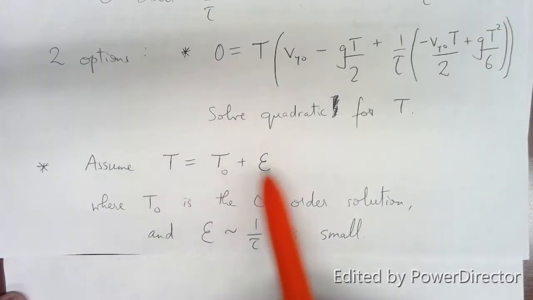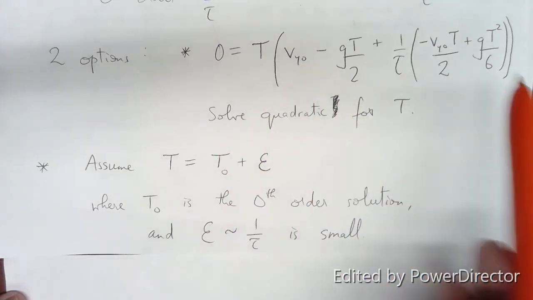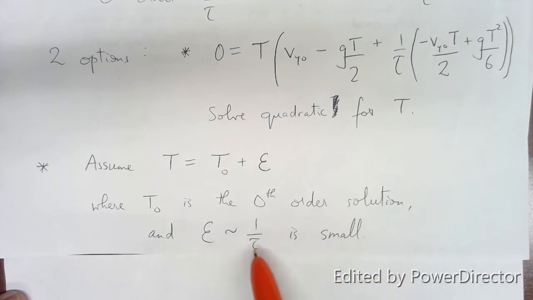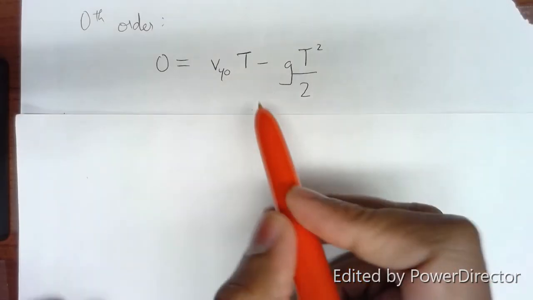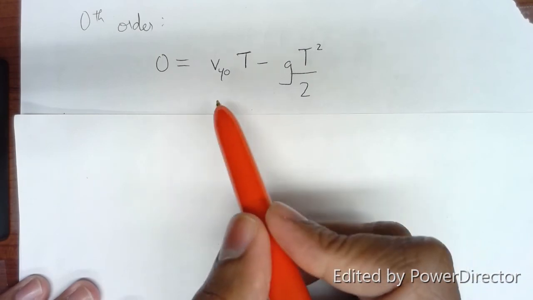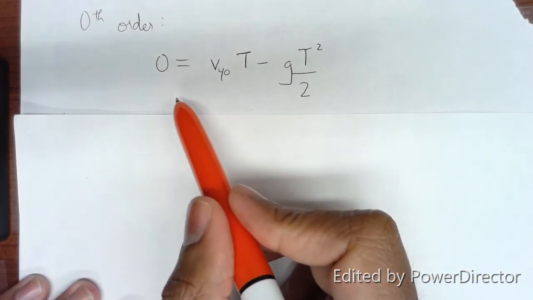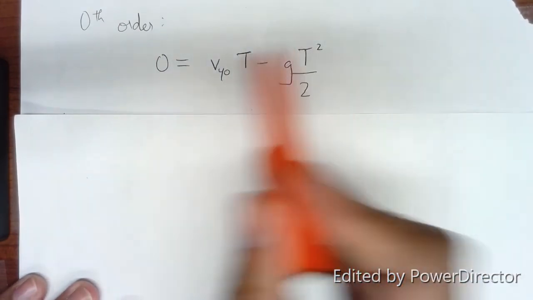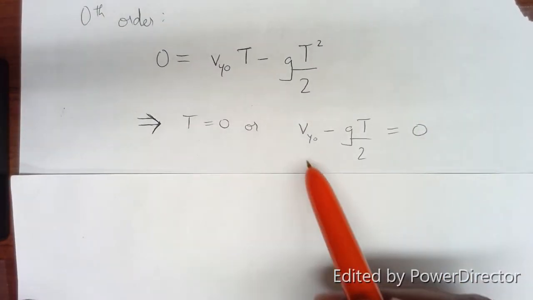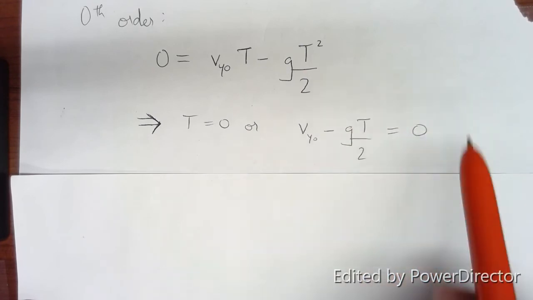We will insert this guess of ours, T equals T0 plus epsilon, into this equation, where, as I said, T0 is the 0th order solution and epsilon is a small correction of order 1 over tau. First, we determine the 0th order solution, that is, we determine T0, and the 0th order term gives us this equation, and that gives us that T is equal to 0, or this equation must be satisfied.